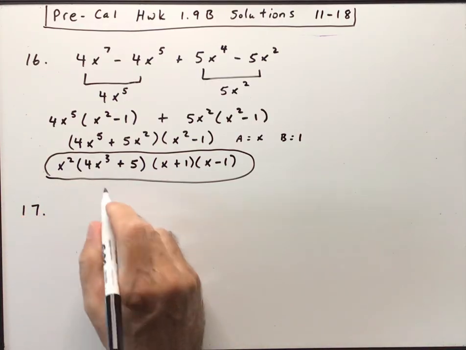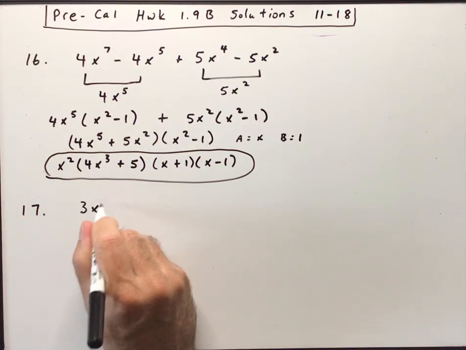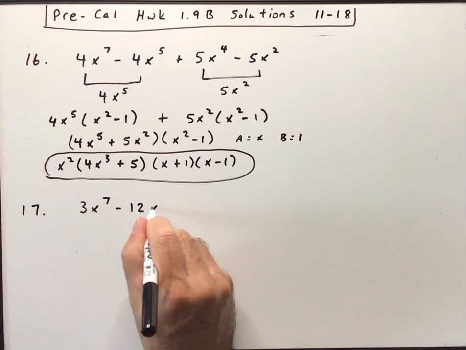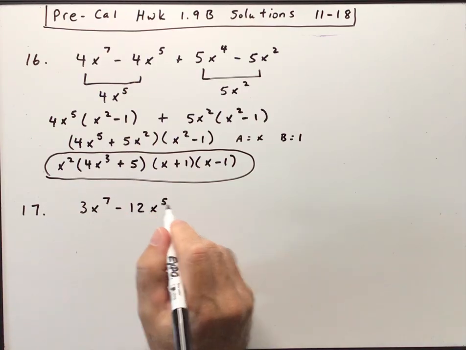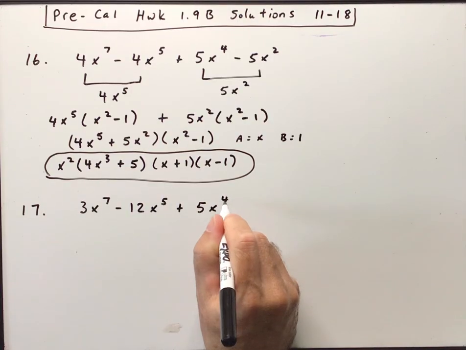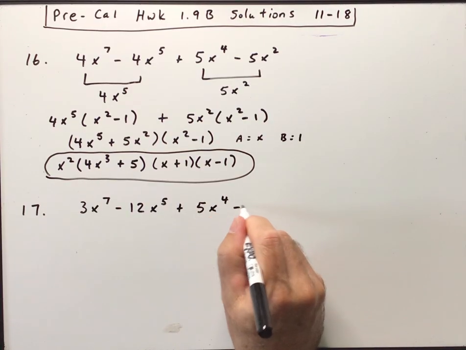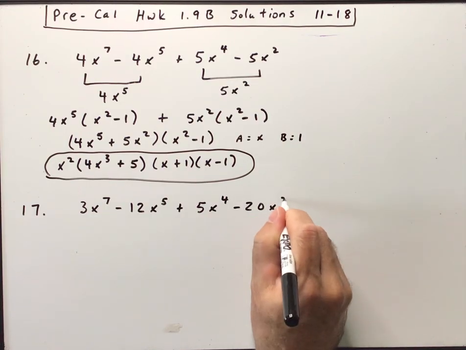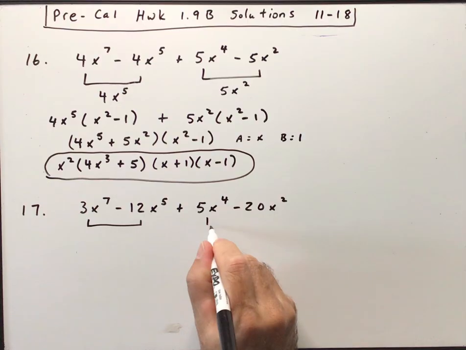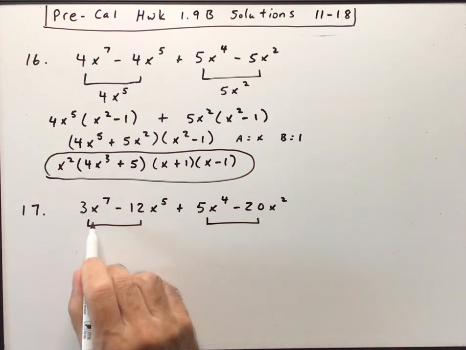All right, number 17, we have 3x to the seventh minus 12x to the fifth plus 5x to the fourth minus 20x squared. So once again, looks like a grouping situation. At least that's a good place to start.